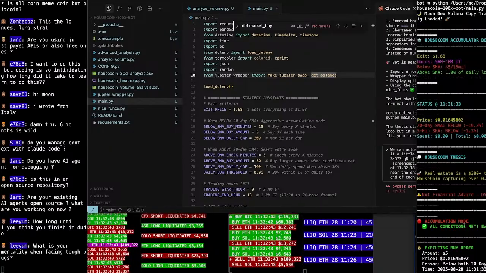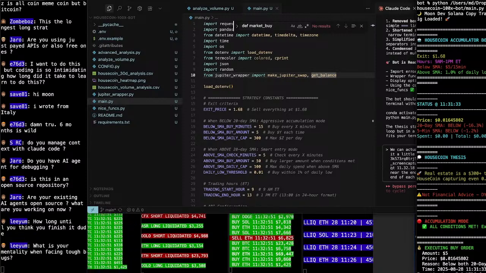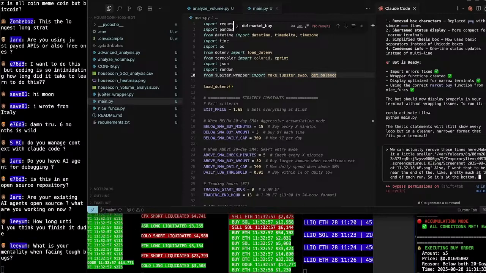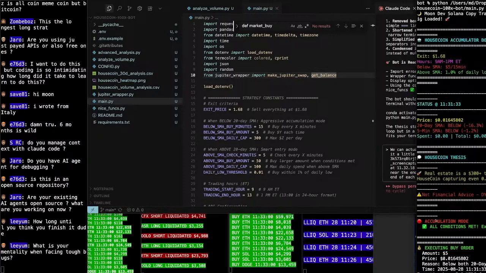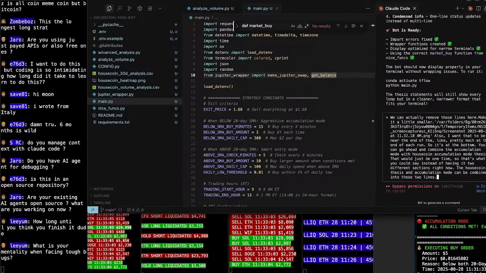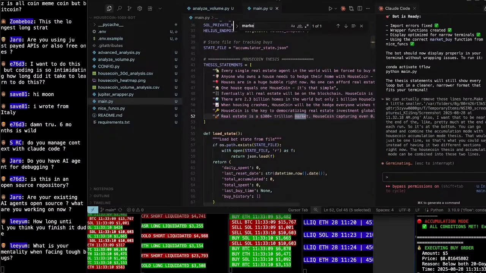You can go ahead and combine the accumulation mode with Housecoin accumulation mode thesis. That'll just be one line. So that's what you could say instead of having it in two different sections. We have right now the Housecoin thesis and accumulation mode. We can combine those two lines pretty much. Okay, and now I need to go ahead and see what's going on with this market buy.